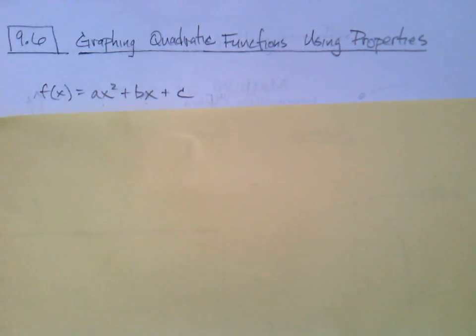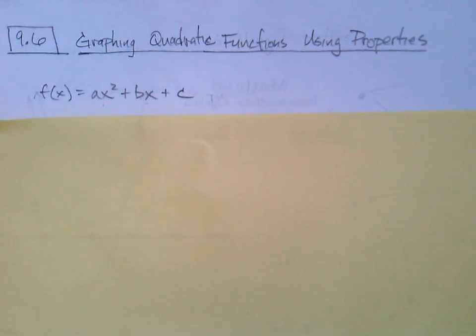So let's begin 9.6. In this section, we move to graphing quadratic functions. It's called graphing quadratic functions using properties. It turns out the book has another section on graphing quadratics that we are not going to cover. This one is all about using the properties. So let's check it out.